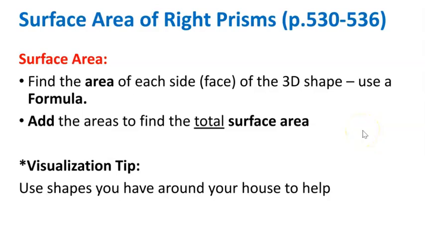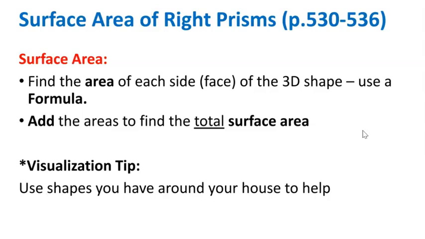Hello, in this video we're going to take a look at surface area of right prisms. And when we calculate right prism surface area, we're looking at the faces and finding the area of each face or side of the three-dimensional shape. And we use formulas to calculate areas of regular shapes. And then when we take all those sides, we combine them or add them to find the total surface area.